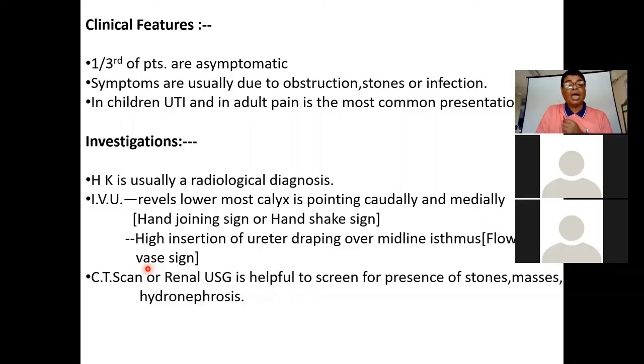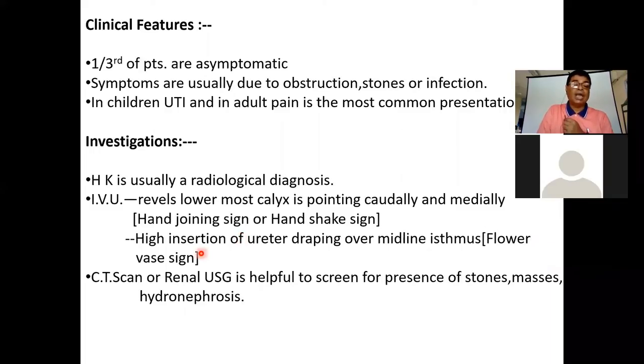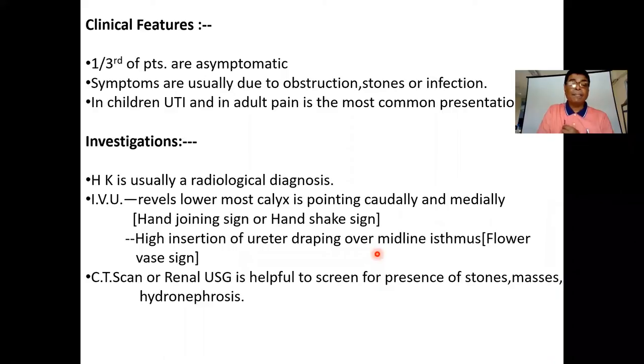And if you go for the IVU, what you will see is the most lower calyx pointing caudally and medially. Caudally means towards the head, and medially, and this is known as the hand joining sign or handshake sign. And this high insertion of the ureter, as I have mentioned, is draping over the midline isthmus. This is known as the flower basket or flower vase sign. Okay.